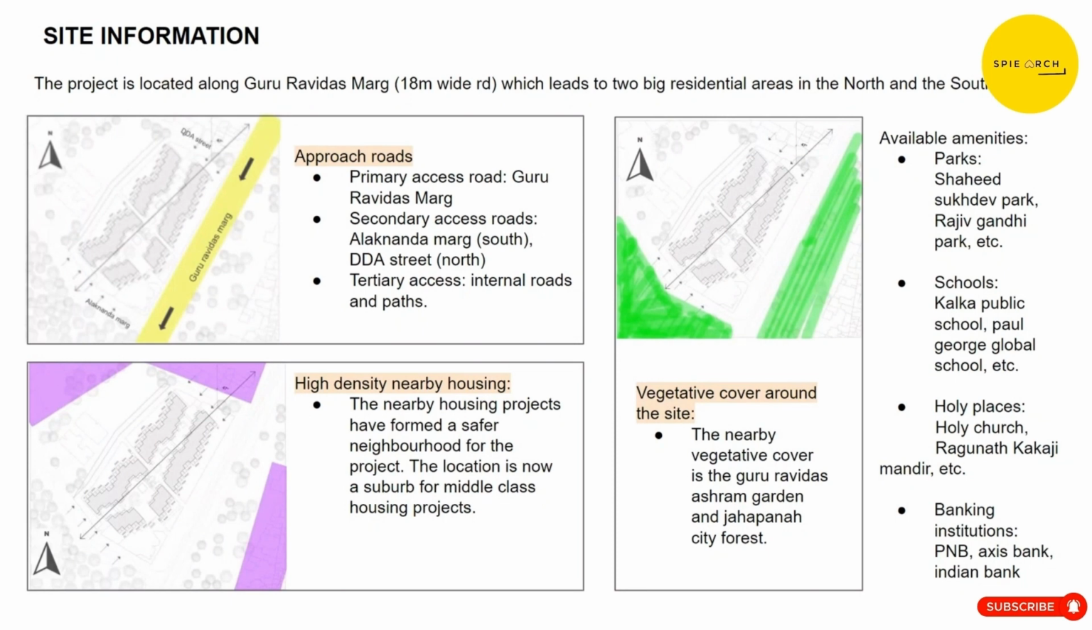The housing is a high density project. So around the site also, there are many mass housing projects. The location is now a suburb for middle class housing projects. We also see a lot of vegetative cover around the site. The site has the Guru Ravidas Ashram located towards its south and the Jahapana city forest located in the north region of the site.